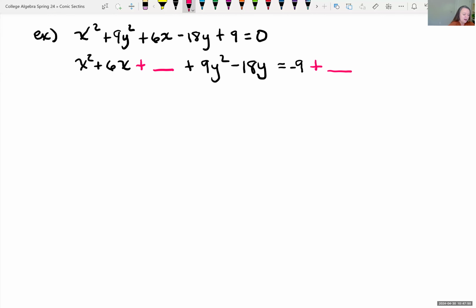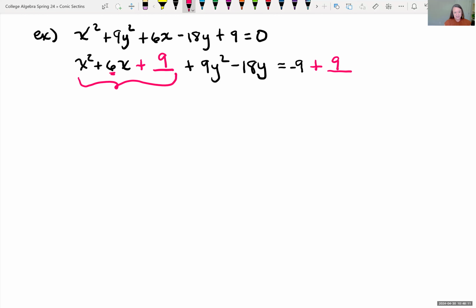So looking at what is the same number, I would add to get 6. So half that number, that would be 3. 3 plus 3 is 6. I'm going to take that same number, 3, and square it. So 3 squared is 9. That tells me I'm going to add 9 to both sides to make this a perfect square.